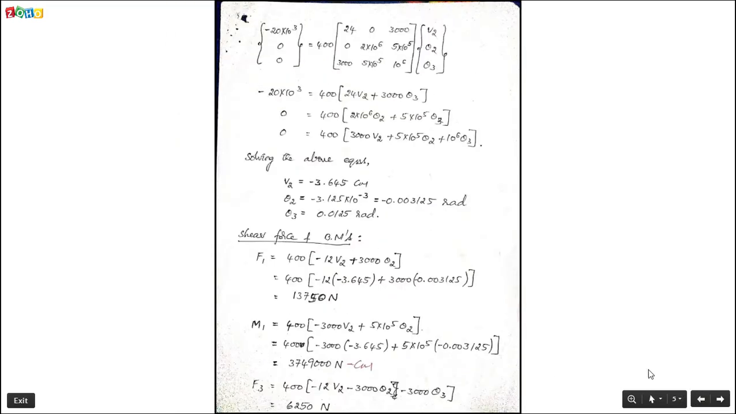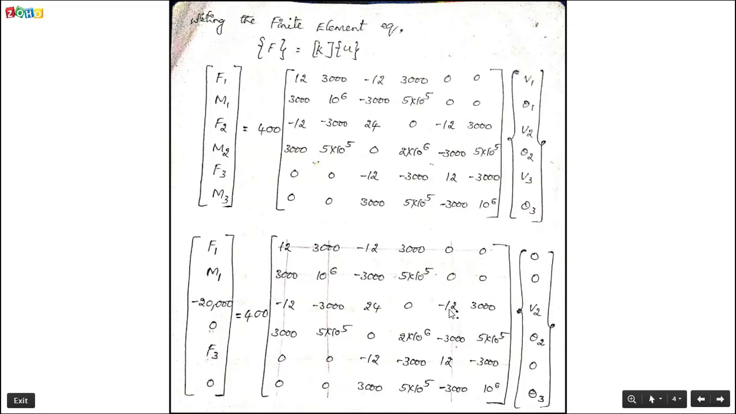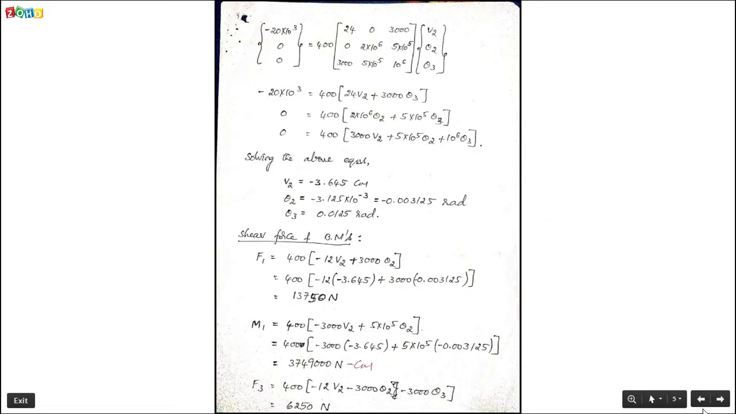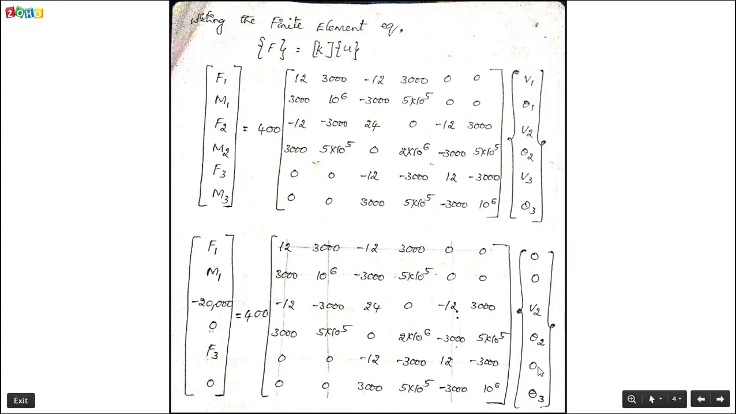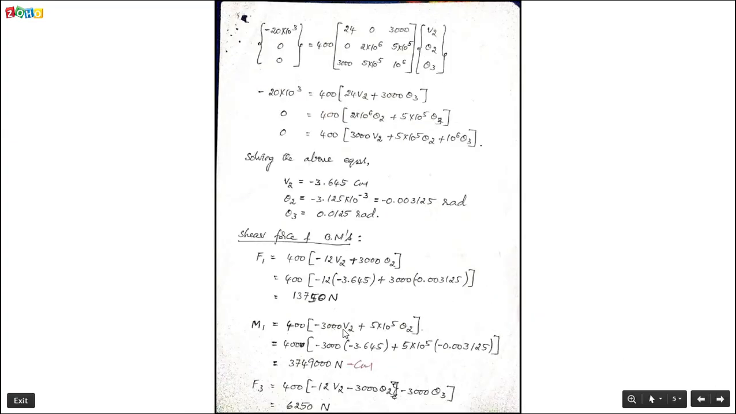Okay, minus 1000 into 2, again 5 into 10 power 5 into theta 2. Okay, 0 into something 0, 0 into something 0. So this is the equation. You have to substitute the value V2 here, minus 3.645. You have to substitute the value of theta 2, so this is the value, then we'll get this answer M1.